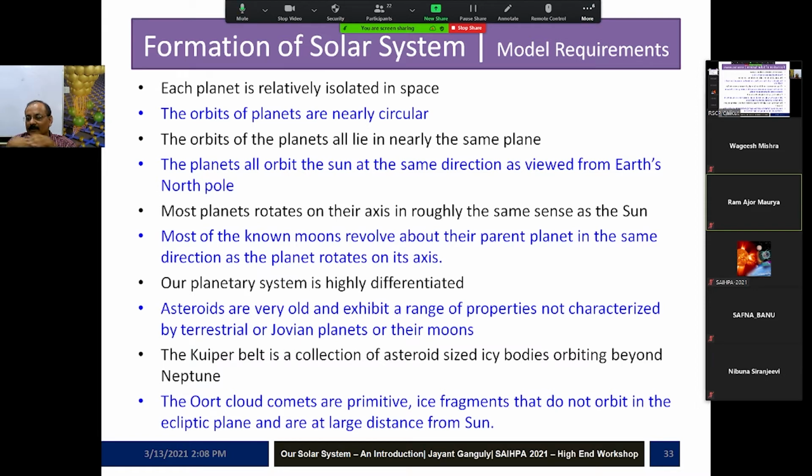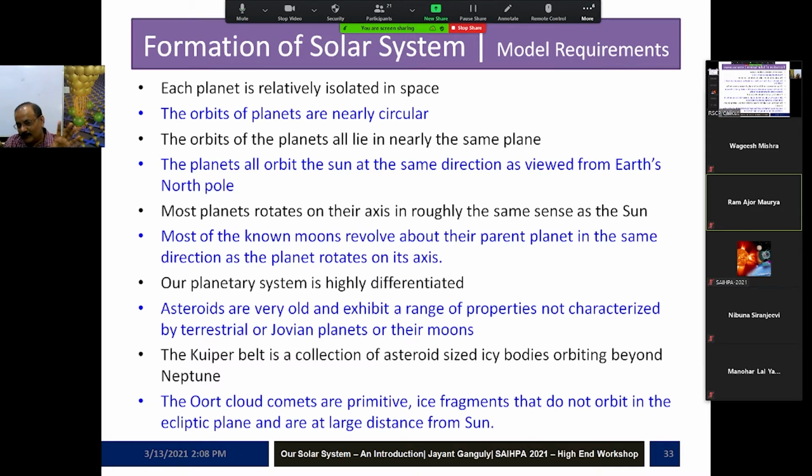Asteroids, very old, also exhibit properties which are not characteristic of terrestrial or Jovian. They have some peculiar properties, like we have seen that half of the satellite is of somewhat different age, and there is a differentiation between the northern half and the southern half. Then we have Kuiper belt objects, which are icy bodies of different sizes orbiting beyond, and then we have a hypothetical Oort cloud, hypothetical in the sense that it has been logically deduced that most of the long period comets come from there.